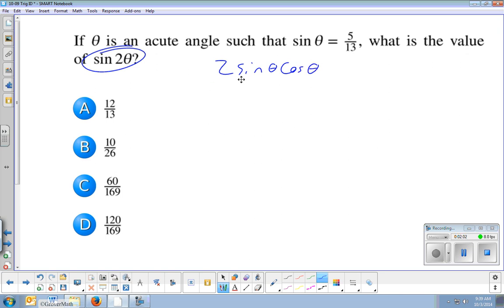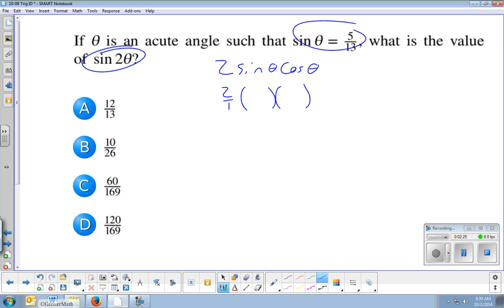And this 2 sine theta is different than sine 2 theta. This is 2 times sine theta. This is sine of 2 times an angle. So it's a different type of thing there. What you're really doing is 2 times the ratio of sine theta times the ratio of cosine theta, and we think of 2 as 2 over 1. So we end up multiplying 3 fractions, 3 ratios.